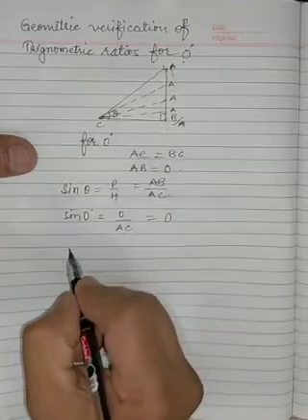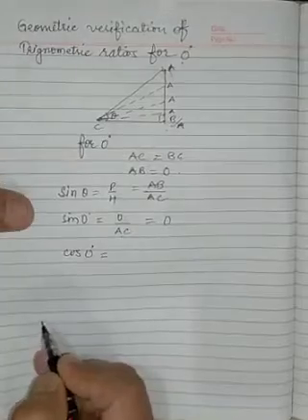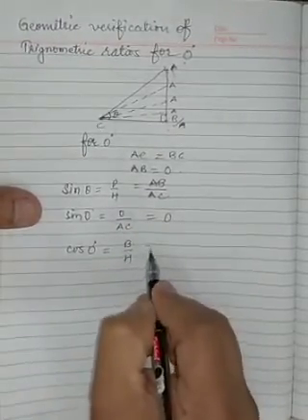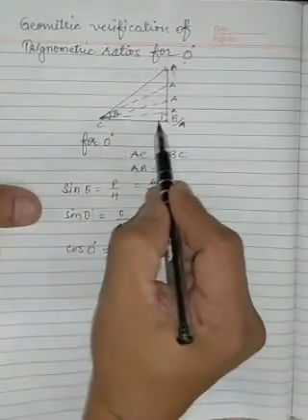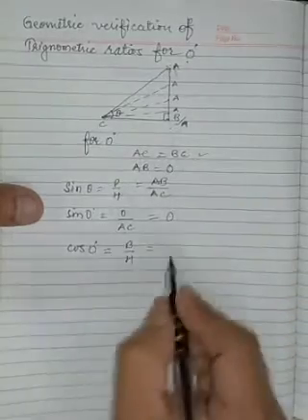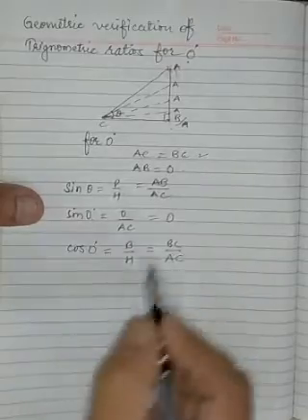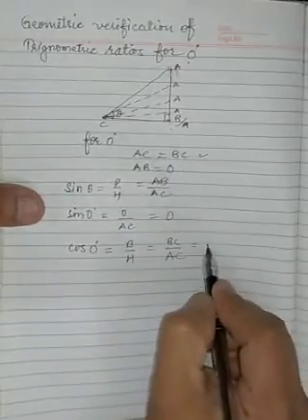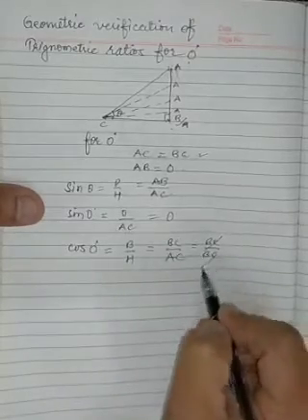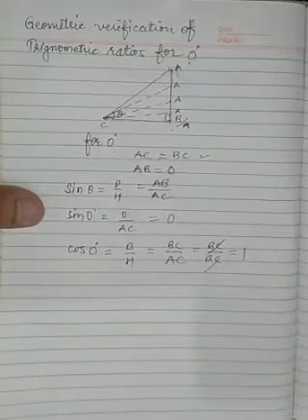Okay. Let us see cos 0 degree. So cos 0 degree is equal to base upon hypotenuse. Now you can see here the base BC and hypotenuse AC have become equal. So when you write BC upon AC, and BC and AC are both equal, we can write it as BC upon BC also. So it cancels to give you 1. So cos 0 degree is equal to 1.